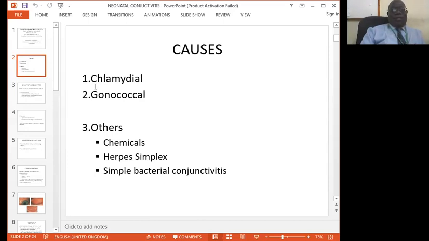Causes of neonatal conjunctivitis: chlamydia organisms, gonococcal. And where does the child get these gonococcal organisms? An idea? Everyone is scared to answer, is it? Maybe it's a network. Yeah, maybe.